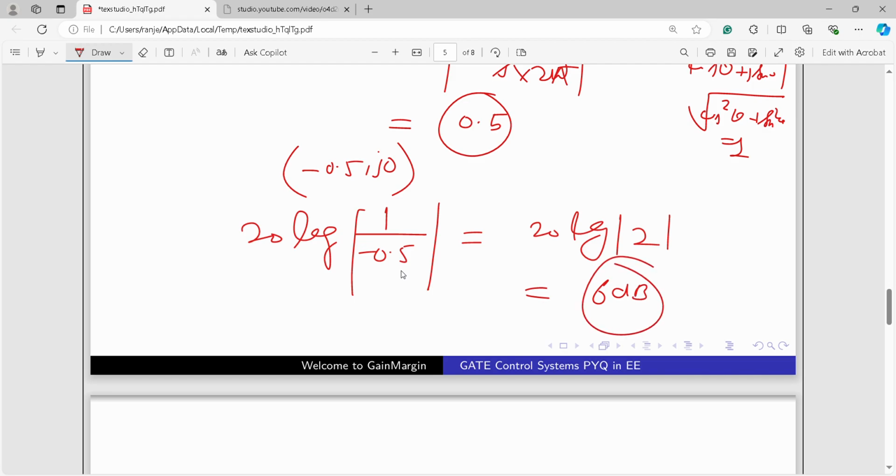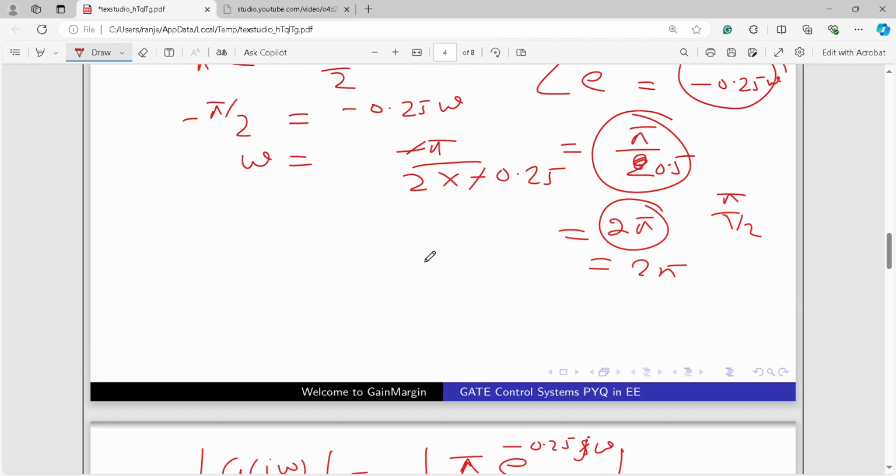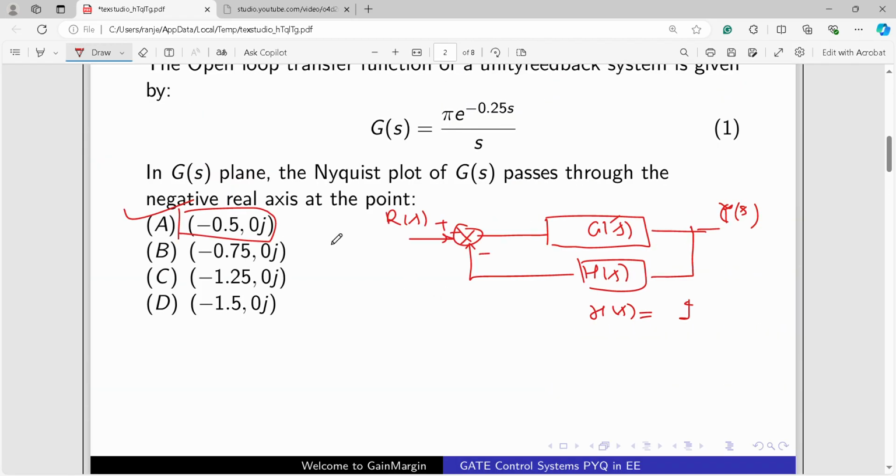Okay, so the formula of gain margin is the reciprocal of the magnitude of G(j omega) H(j omega). So in decimal we get 2. If we find the decibel value, it will come to 6 dB, because it is 20 log of this magnitude. All right, so this question we can also extend; they may also ask for the gain margin.